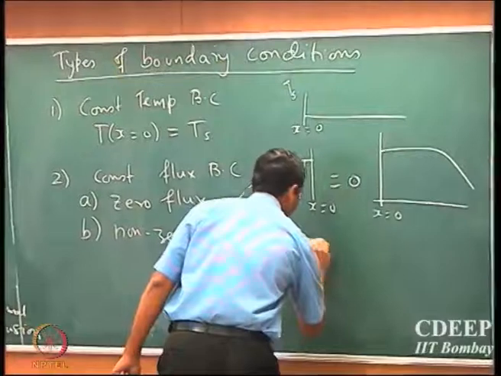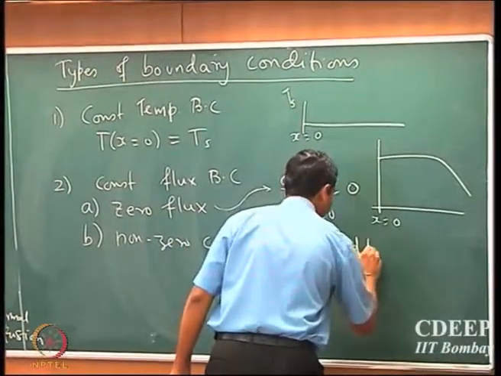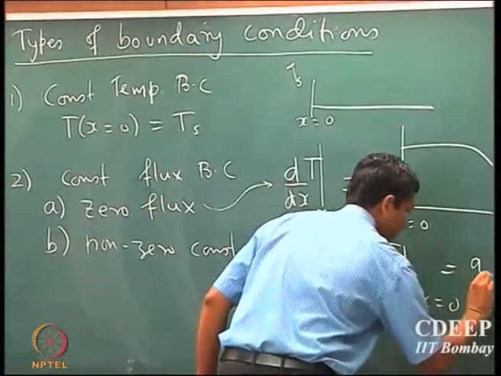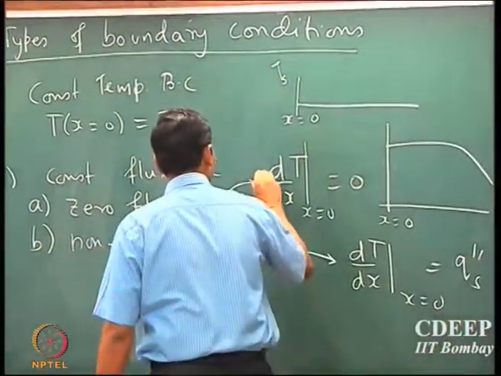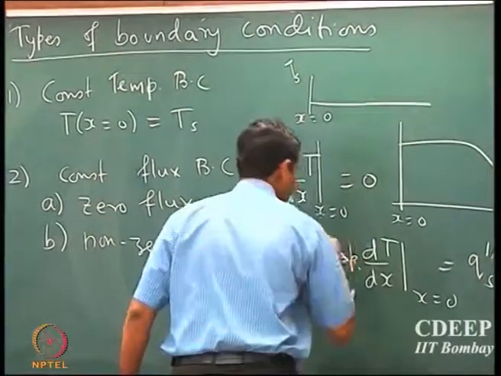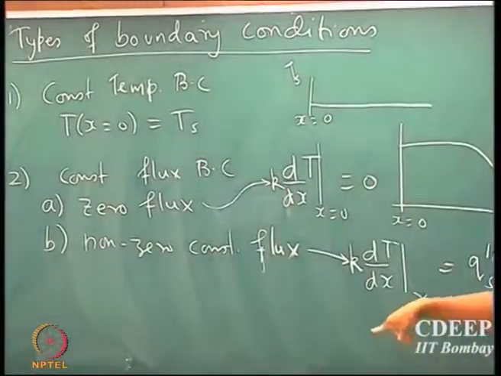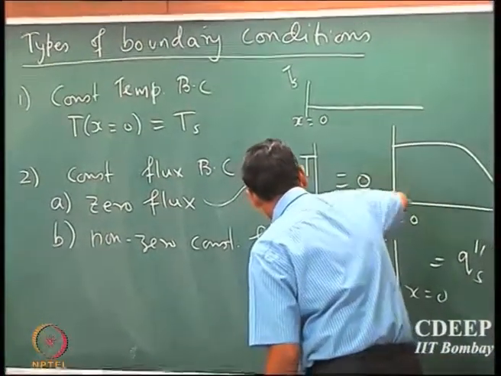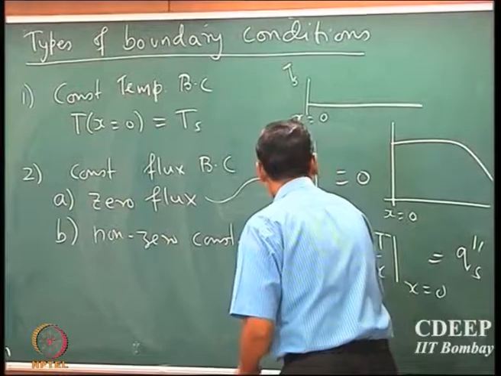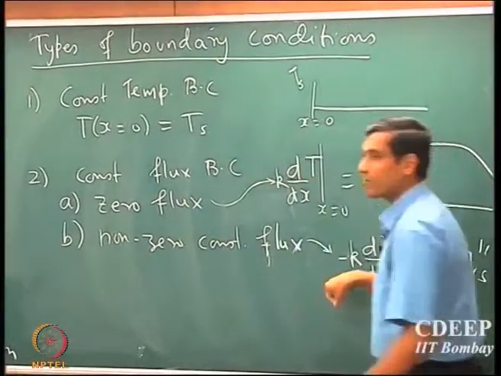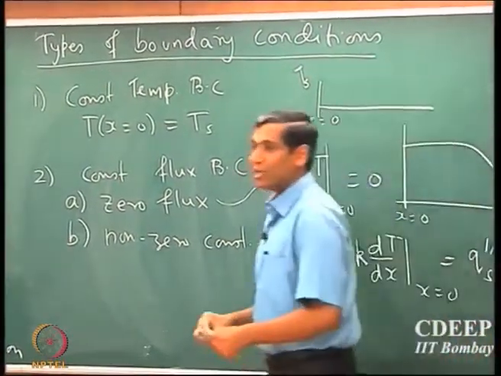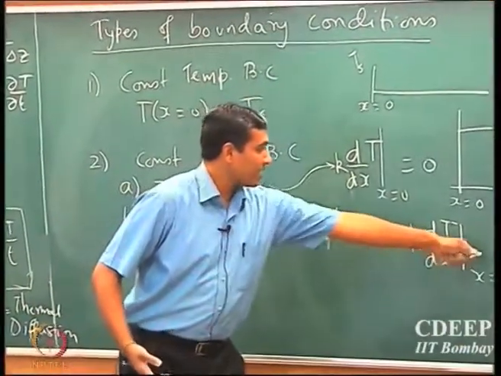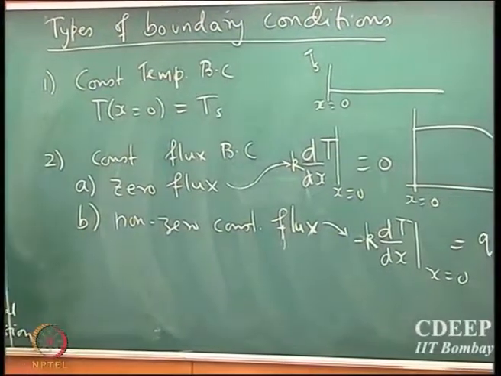And then you can have a constant flux where you say dT by dx at x equal to 0 is some constant. Oh, there should be a k. So the flux is k into dT by dx with a minus sign. Keep in mind that you should not forget the minus sign. Why is there a minus sign? Because the energy transfer is in the direction of negative temperature gradient. So minus k dT by dx at x equal to 0 is equal to the constant flux.